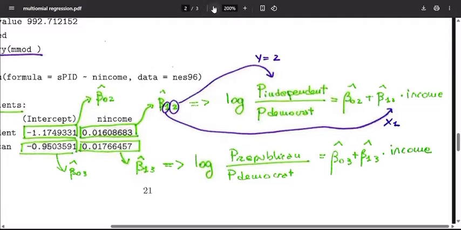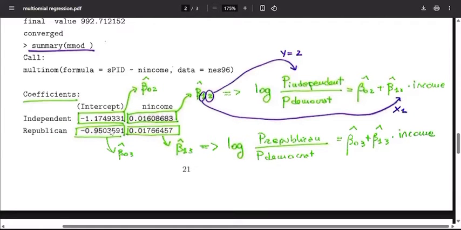Now, there's something I actually want you to see. If I'm going to start the first model, independent relative to Democrats, you have to write log of P of independent into that. Then here, it's just going to be the systematic part. The systematic part is always going to be linear. Whether you're talking about Poisson regression, logistic regression, or multinomial, the systematic part is always going to be a linear combination of the predictor and the regression coefficient.